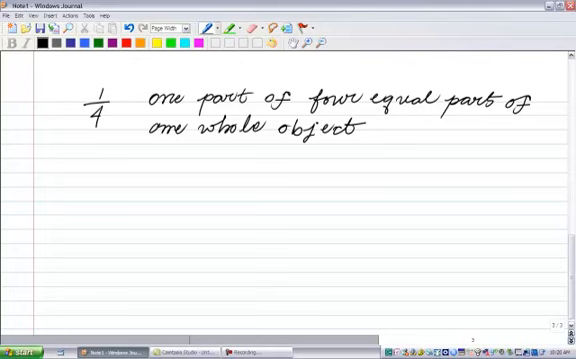So one whole object. How about if I have the number 3/4? What is the interpretation of that number? Well, you take 3 parts, right? You take 3 parts of the 4 equal parts of one whole object.